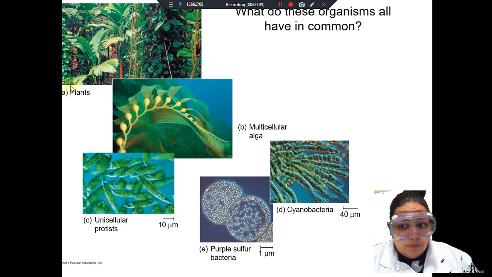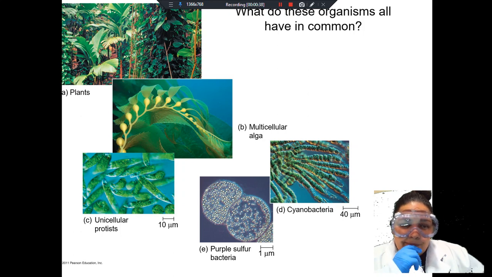So if I look over here, I have plants, multicellular algae, protists, purple sulfur bacteria, and cyanobacteria. What do they all have in common? Well, they're not all the same color. They're not all from the same kingdom. I see Protista, I see Eubacteria, I see Plantae. They're not the same size. I can see that because these three need a microscope, and these ones you can see with your eyes. What do they all have in common?